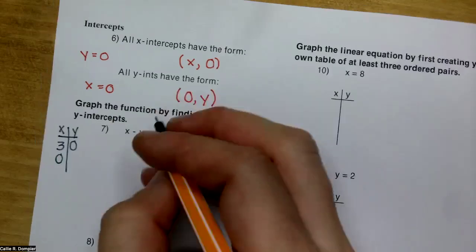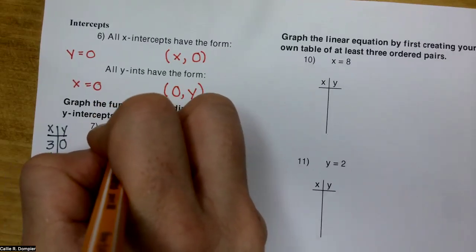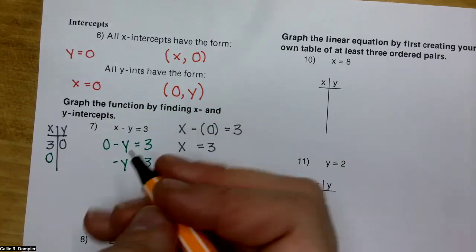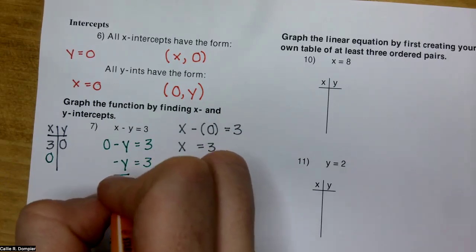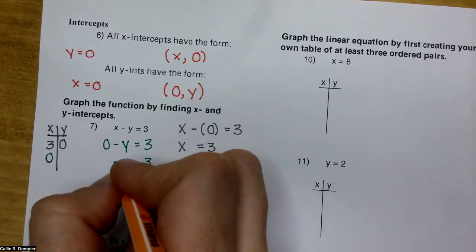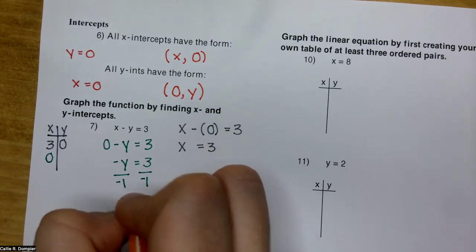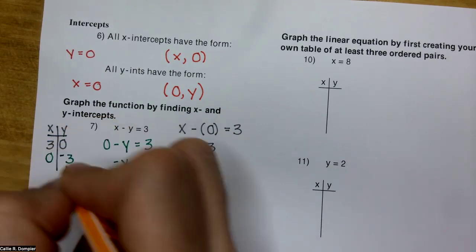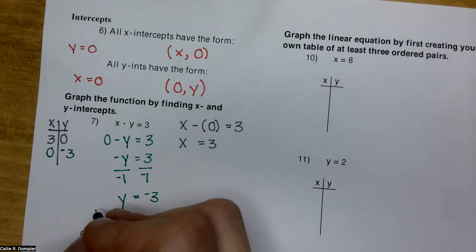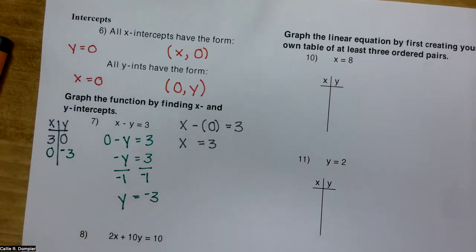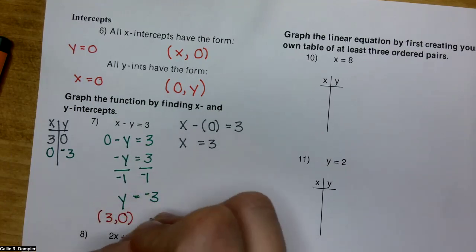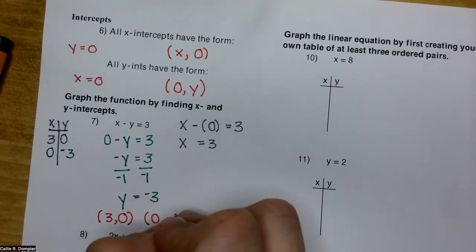And then what happens when x equals 0? 0 minus y equals 3. Negative y equals 3. This is kind of a hard one because that's still a negative, so we're going to divide it by negative 1. Negative y divided by negative 1 becomes y. 3 divided by negative 1 is a negative 3. So when x is 0, y is negative 3. Okay? And those are the only 2 points you need. Those are the x and y intercepts. We have the points 3, 0, and the point 0, negative 3.